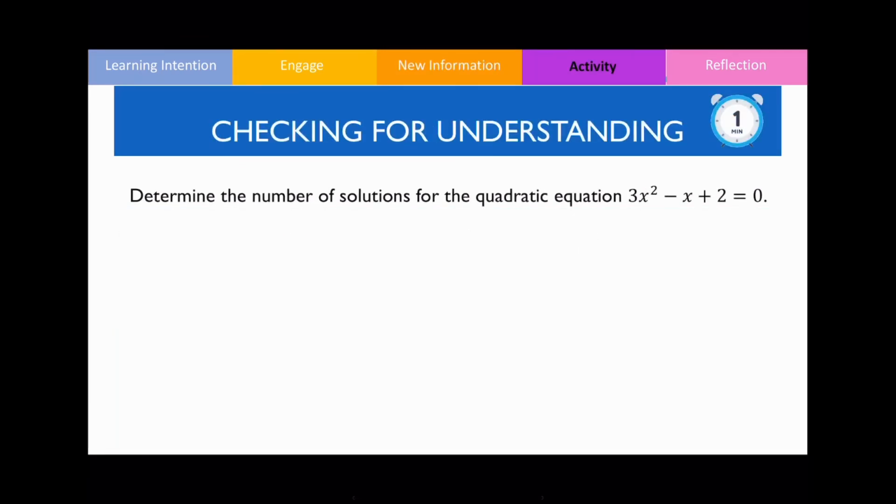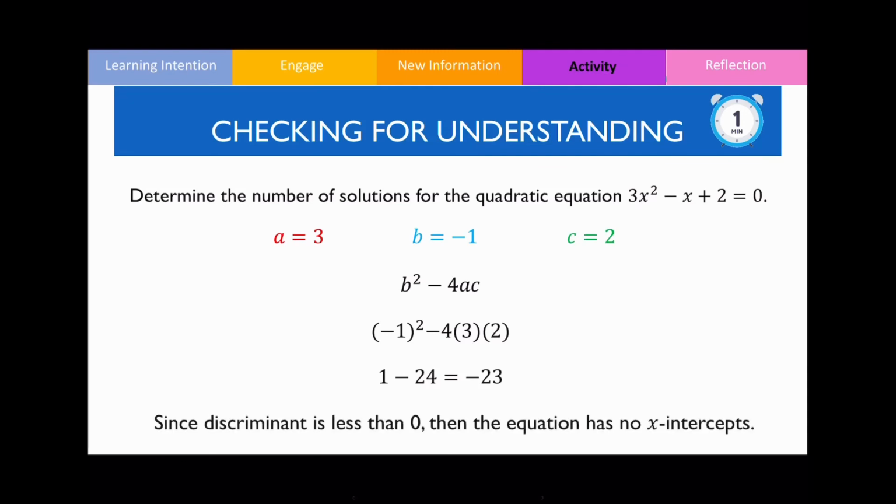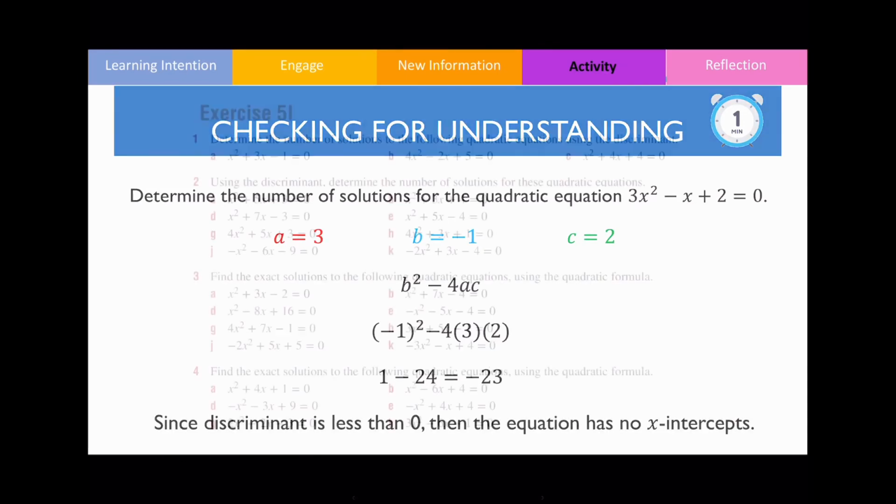What I want you to do right now is have a go at using the discriminant formula to see whether you can identify how many x-intercepts are present for this particular equation over here. Give yourself 1 minute and we'll go through the answers together. So for this question, find the values of a, b, and c and substitute them into the formula here. If you've done this correctly, then you should get a negative answer. And because you've got a negative answer, this implies that you have no x-intercept.